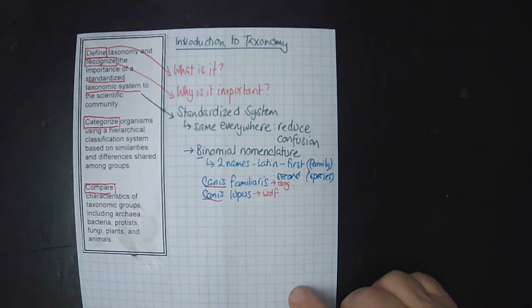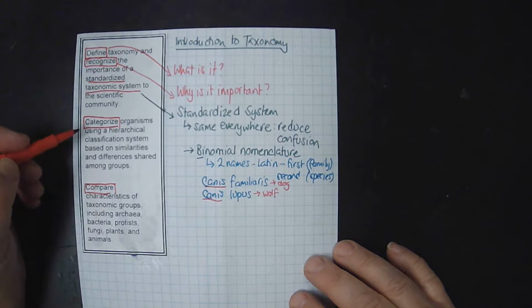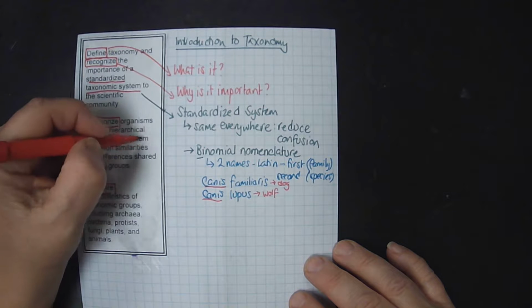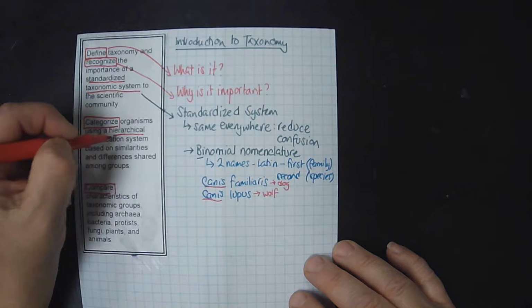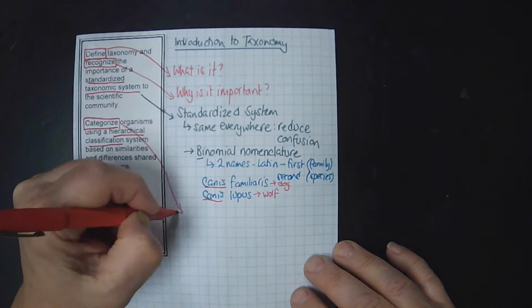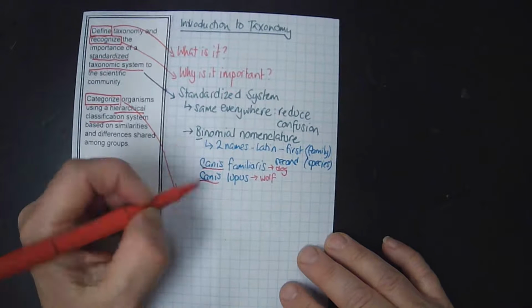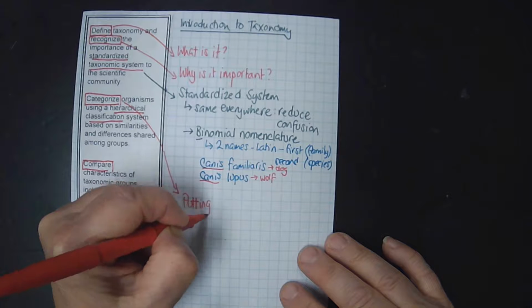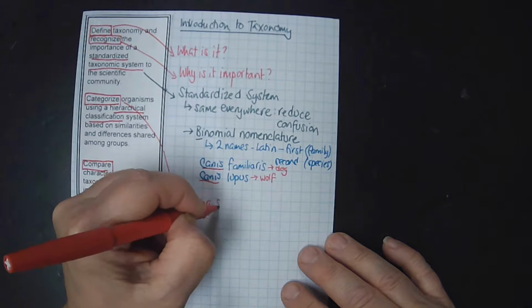So now let's look at the second one. Categorize, right? Categorize organisms in a hierarchical classification system. Okay, so when we categorize something, we are putting something into groups.